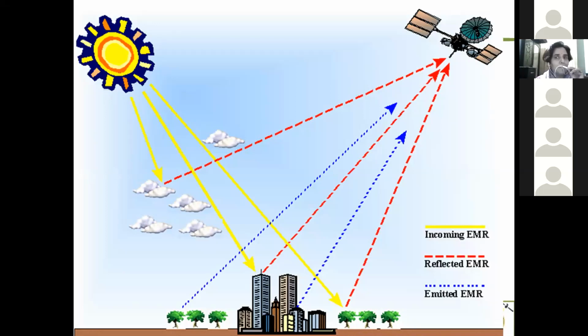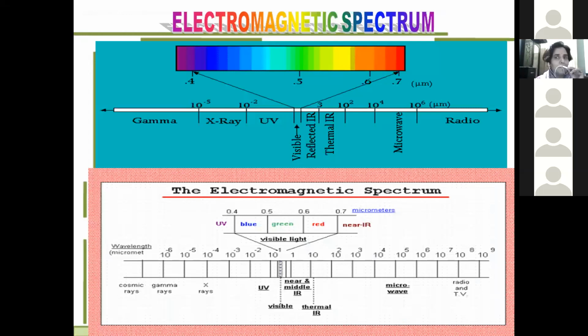Again, the electromagnetic spectrum plays a very important role in remote sensing, because human beings can only work in the visible range, and finally the reflected IR or thermal band. So if we want to analyze heat and other things, we have to use the thermal band, and accordingly we determine the quality of the remote sensing images.